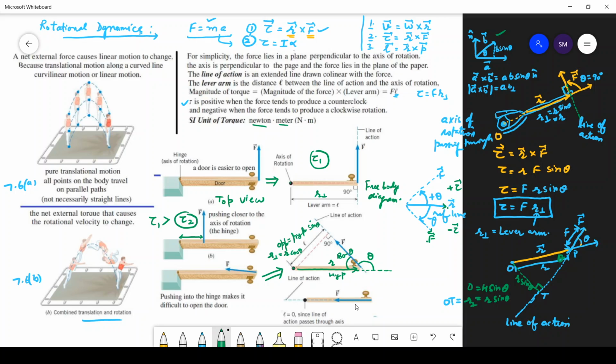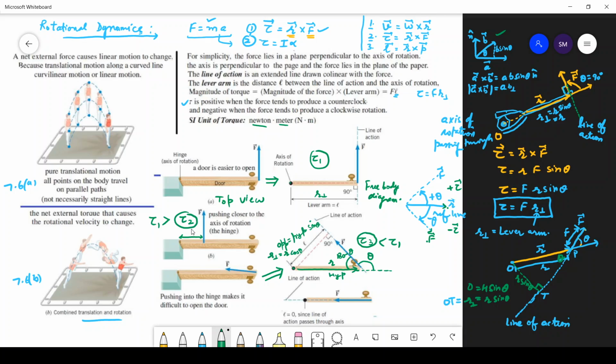Yes, sir. Now this is your line of action. This is supposed to be tau 3, the force which is applied here. So tell me which one is greater, tau 1 or tau 3? Tau 1, very good. So the magnitude of tau 1 was greater than the magnitude of tau 3. Students, remove the vector sign over here because you are comparing the magnitude only. So tau 3 is lesser.